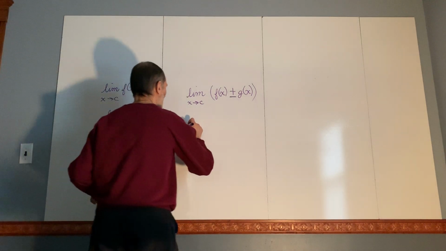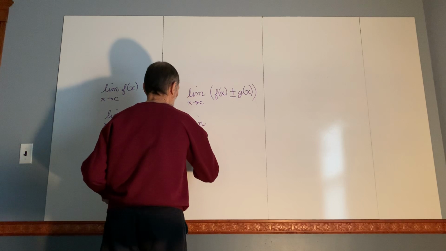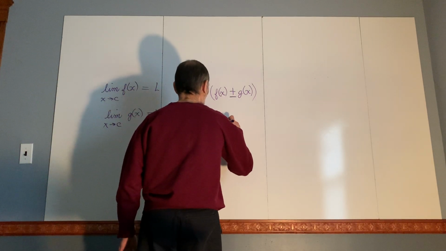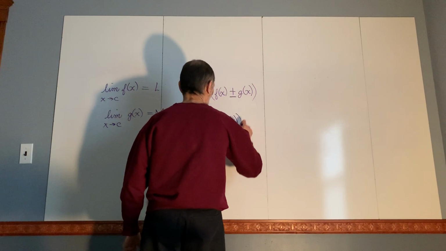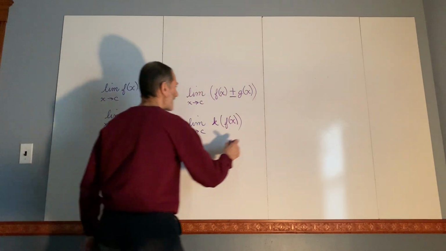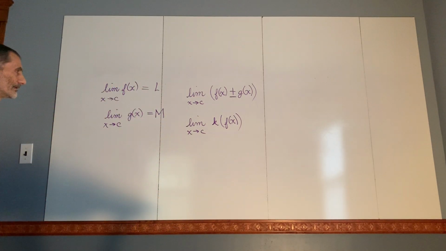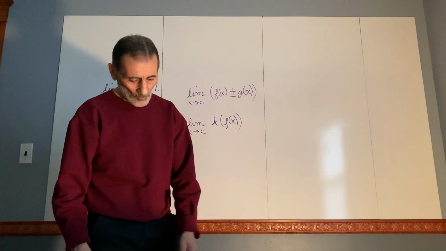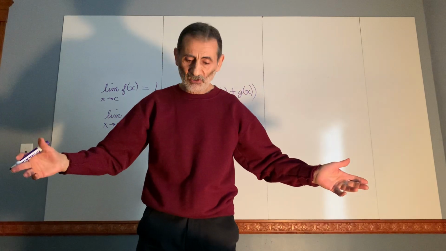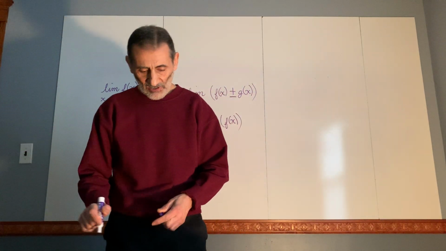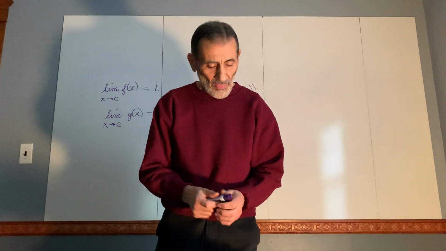The limit as x approaches c of some constant times f of x would be that constant k times L. And that's the way products and quotients, the same thing. All right? The limit laws are just common sense laws, and that's it for now.